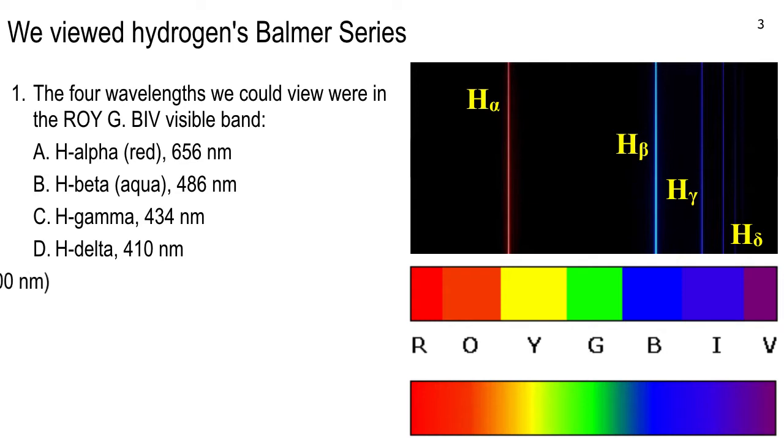Now, the informal breadth of the visible band is from 400 to 700. Okay, so violet is down at the 400 level. And that's where we find H delta and H gamma. 410 for H delta, 434 for H gamma. And then 700 for the red end, okay? And we see that our H alpha wavelength, 656, is getting up there towards the top.